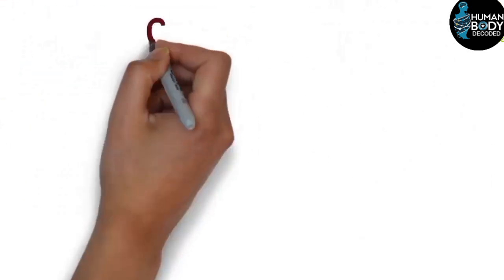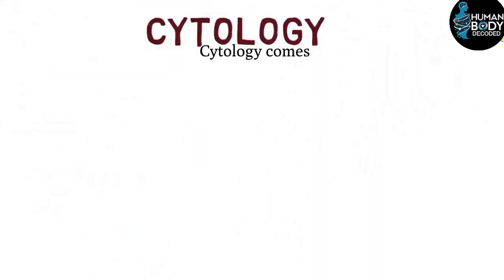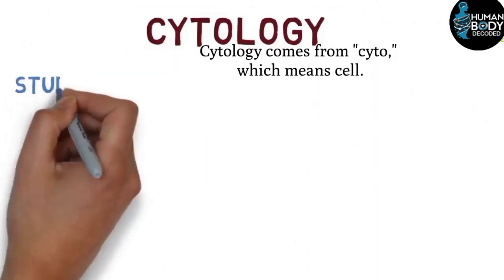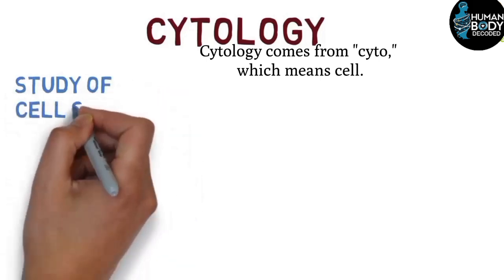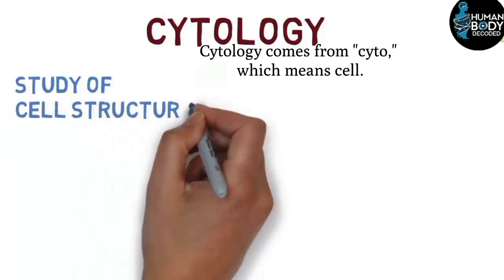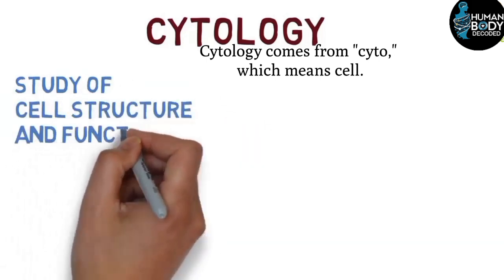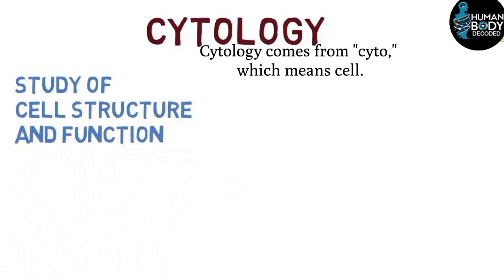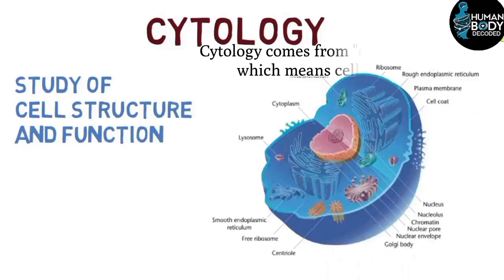Number 4, cytology. Cytology comes from cyto, which means cell. So, the study of cells is called cytology. But how do we study cells? We study the structure of the cell and the functions of the components within the cell, and this is called cytology.